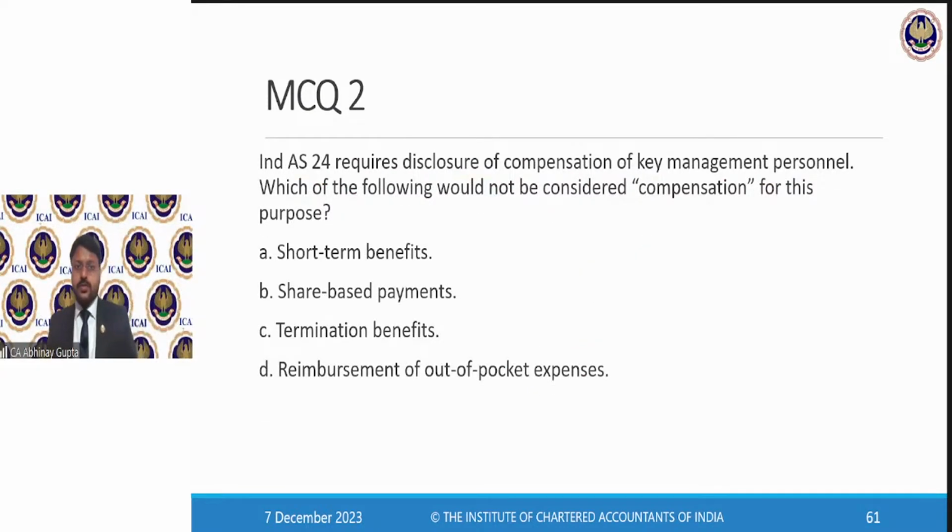Let's try this one. Ind AS 24 requires disclosure of the compensation of the KMP. Which of the following would not be considered as compensation for the purpose of this standard? A, B, C, or D?